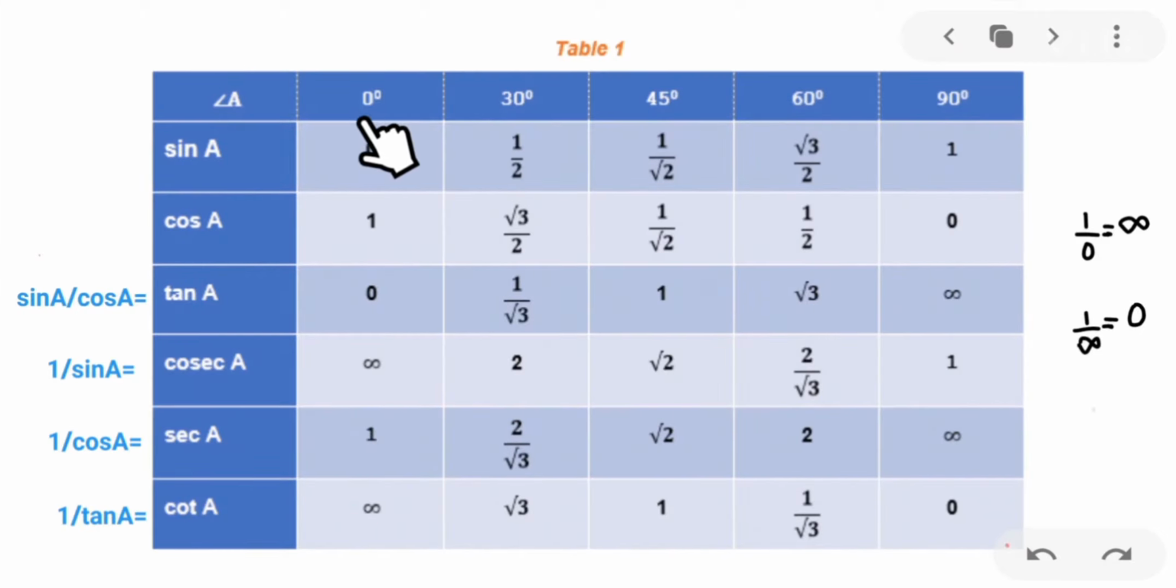So now let us understand the trigonometric ratios table for the standard angles. For the sine, sine 0 value is 0, sine 30 it is half, sine 45 it is 1 by root 2, sine 60 it is root 3 by 2 and sine 90 is 1. So once you remember the sine values, all other values are very easy.